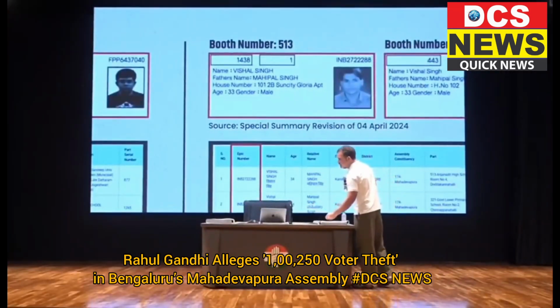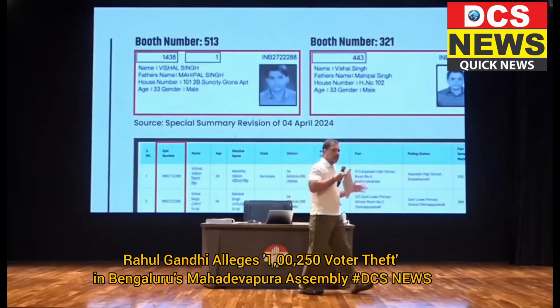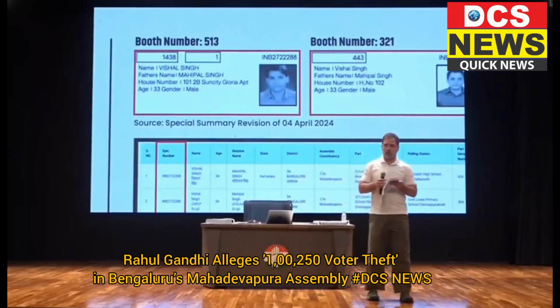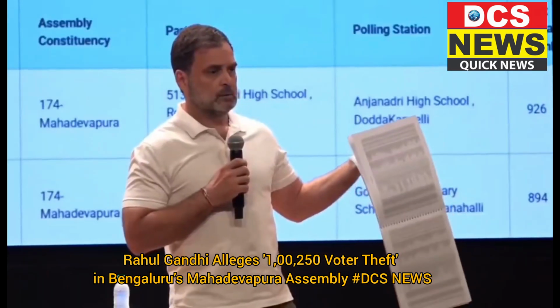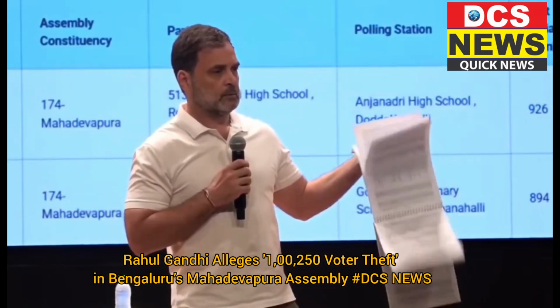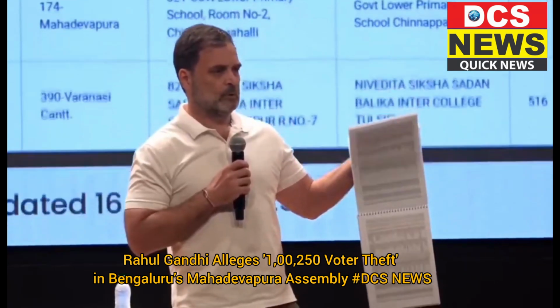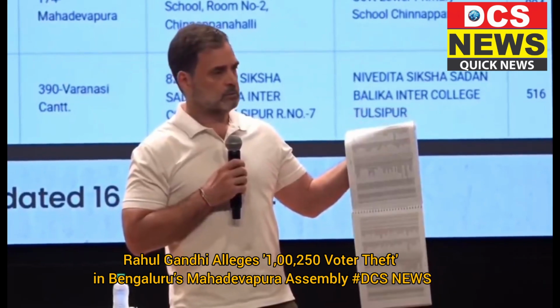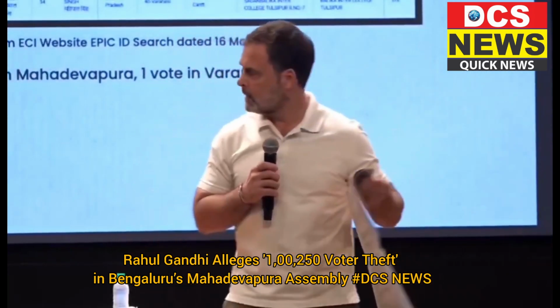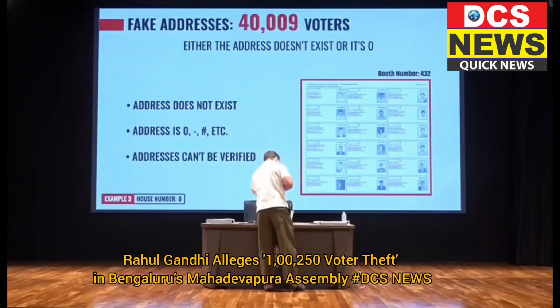okay, here is the list of duplicate voters. These are all the people who have voted multiple times in Karnataka. That's the names, that's their addresses, that's the polling booths where they registered to vote. Okay? Next, fake addresses.